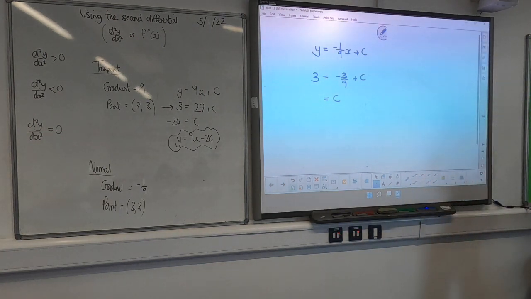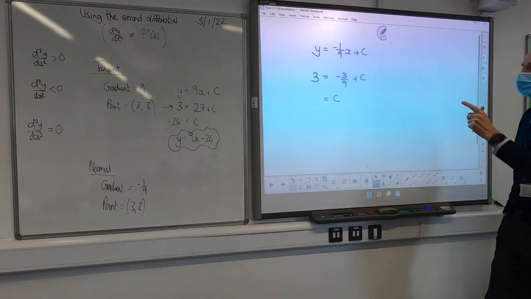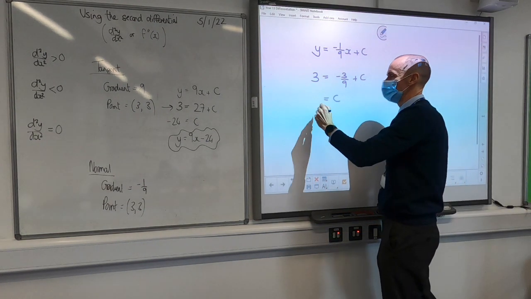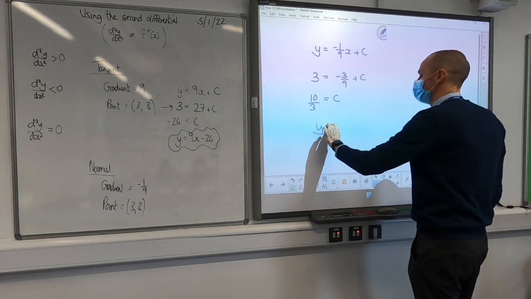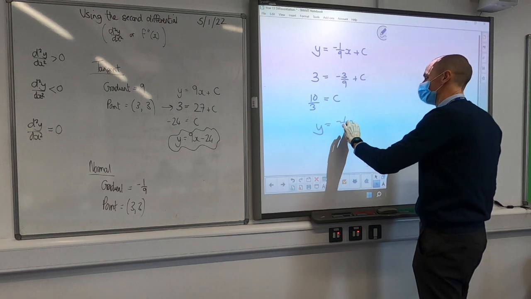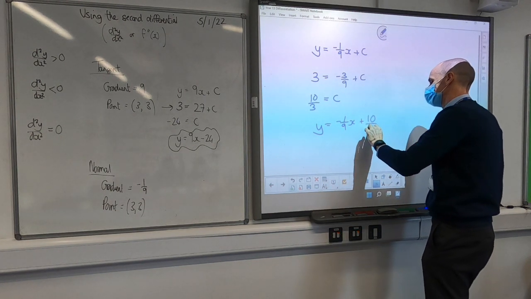So I get y is minus 1/9 x plus c. Substitute in 3, 3. So I get 3 is equal to minus 1/9 times 3, which is minus 3/9, which is a third. So if I add a third to that, that's 3 1/3, which is 10/3. So I get y is equal to minus 1/9 of x plus 10/3.